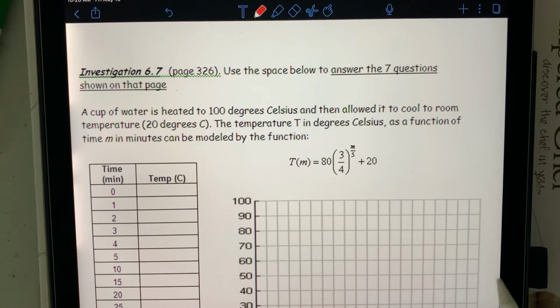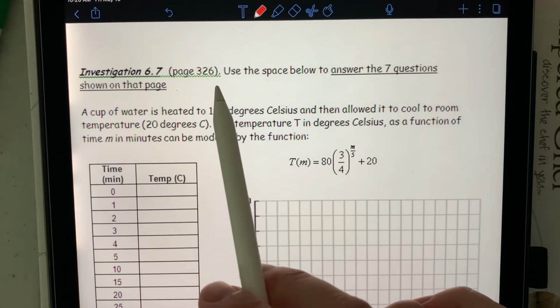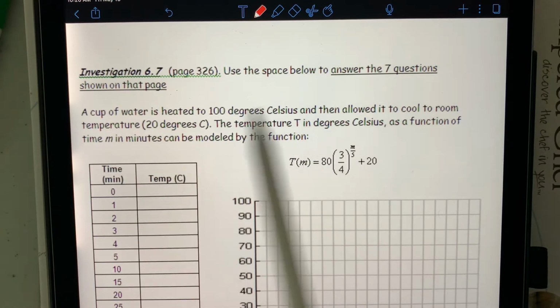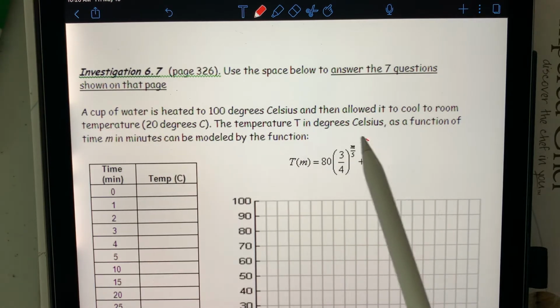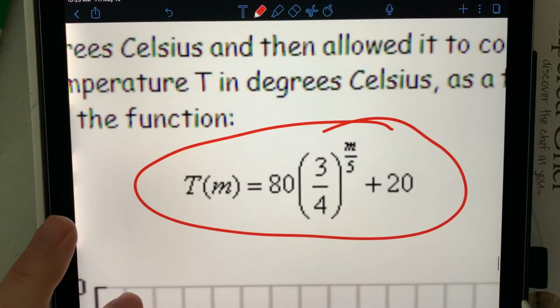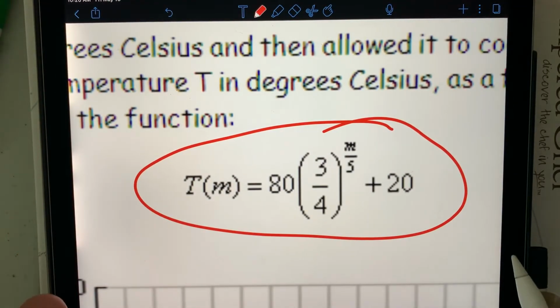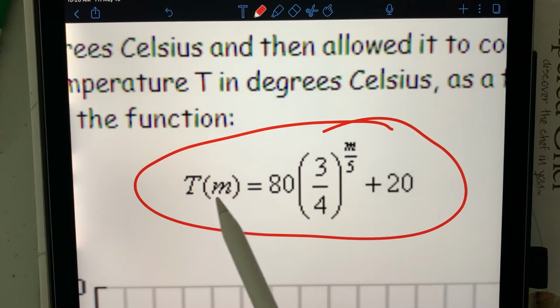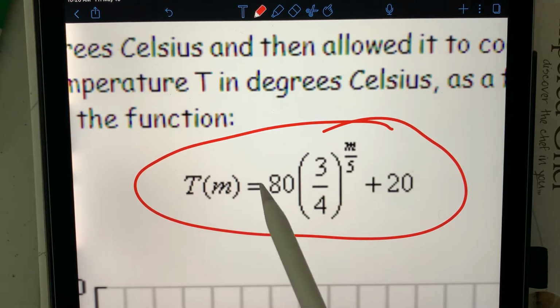Example number 3, also an investigation from page 326, and it talks about a cup of water. Okay, before I read this, let's just look at the equation. That equation right here. And let's see if we can figure out what this thing's going to do. It seems like T and M, so that's function notation. Temperature with respect to M must be number of minutes, whatever that is.